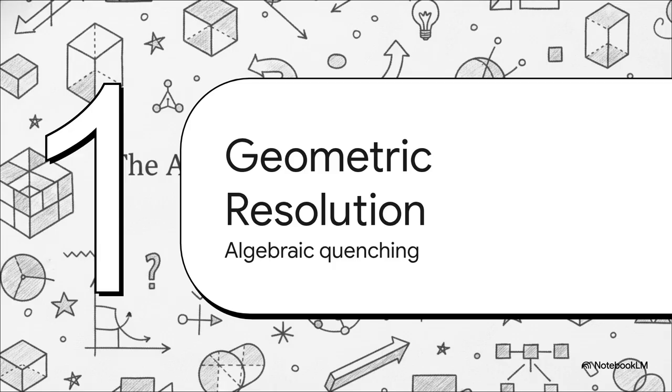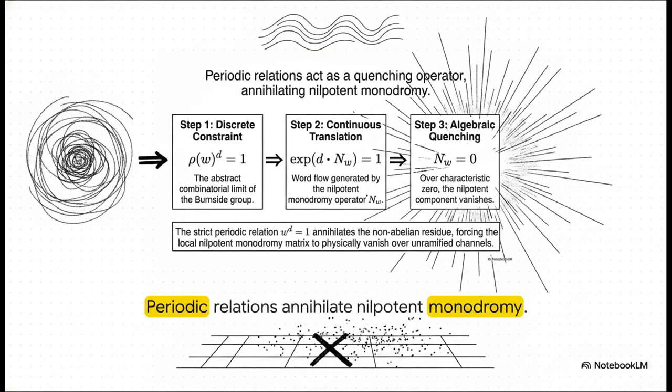Section 6. The Geometric Spectral Resolution. Let's zoom back out and conceptually resolve this whole thing by tying it back to the global algebraic structures. We do this through a really elegant, three-step algebraic quenching process. We map our abstract, discrete constraint, that word flow generated by the nilpotent monodromy operator, directly to a continuous field. The strict periodic relation, w to the power of d equals 1, acts as a quenching operator.